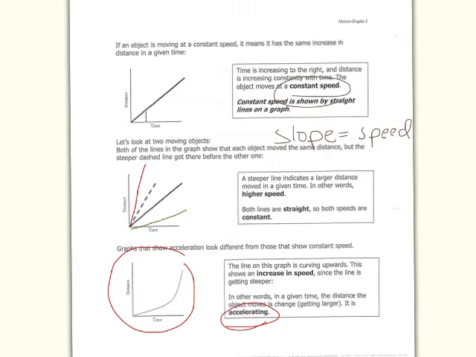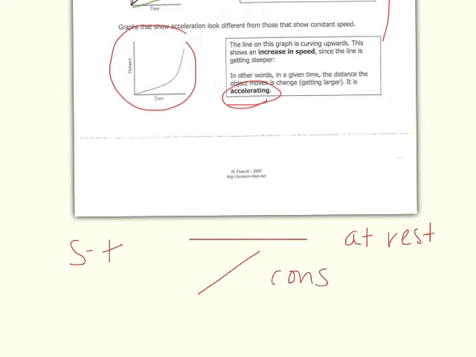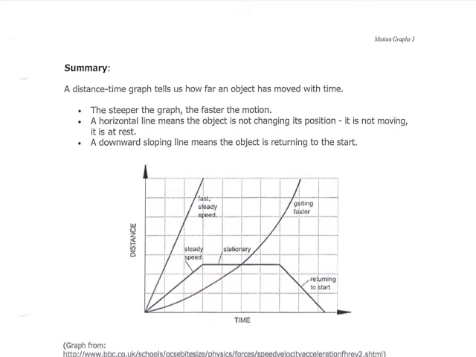So, a couple of things just to sum up from this. For an ST graph, if you have a horizontal line, it means you're at rest. If you have an angled line with a slope, you're moving at a constant speed. And if you have a curved line, you are accelerating. So those are ST graphs. Okay? So that's the summary that we were talking about here.